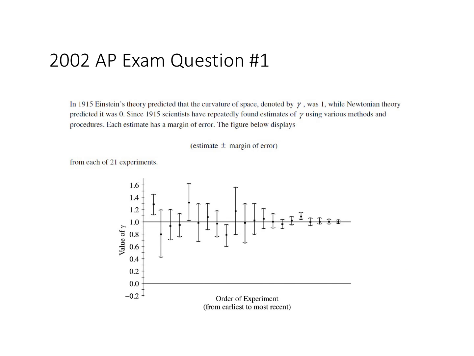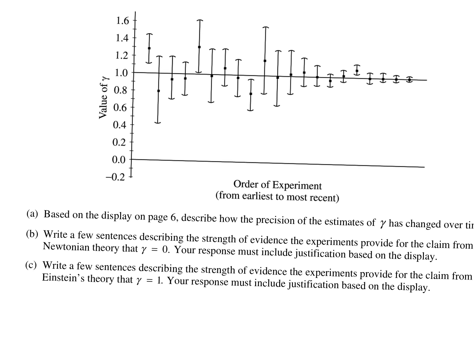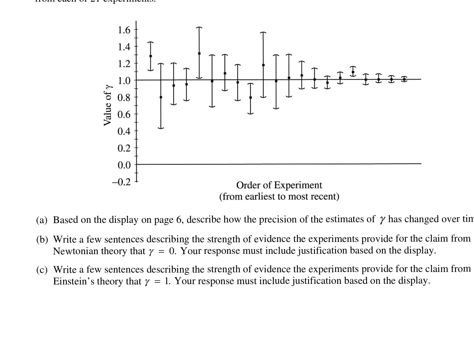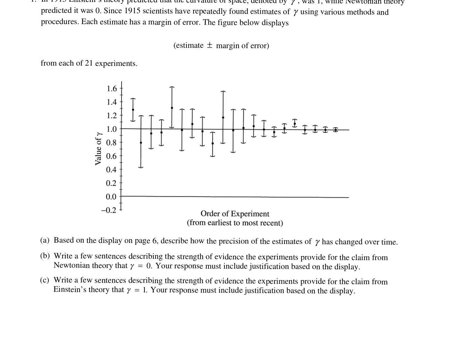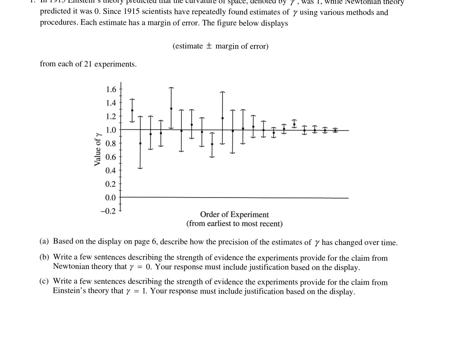So here are the questions based on the display on page 6. This was on a separate page. Describe how the precision of the estimates of gamma has changed over time. What can you say about the precision of the estimates over time based on this graph? They've gotten more accurate, right? The gamma is that Y-looking thing. As the interval gets smaller over time, that means they're getting more accurate. So it's getting more precise over time because the intervals are getting smaller.